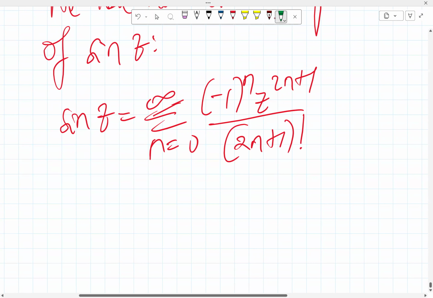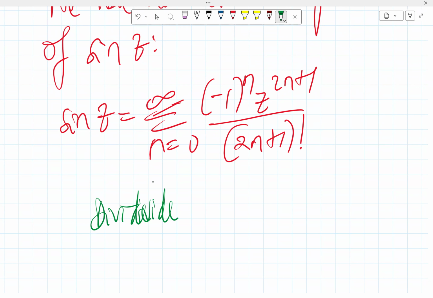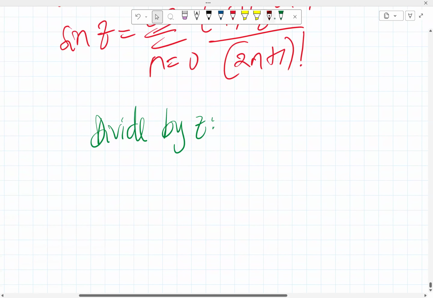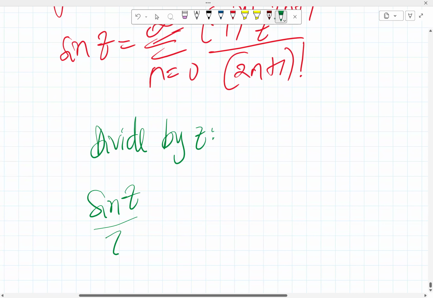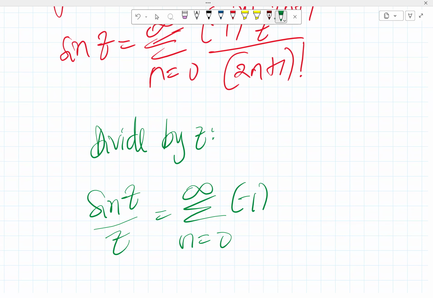So if we divide by z, we have that sine z all over z now is equal to summation from n equals 0 to infinity minus 1 raised to power n, z raised to power 2n all over 2n plus 1 factorial. You see, we had 2n plus 1 here because we divided by z, so this 1 is knocked off. So we have this z raised to power 2n over 2n plus 1 factorial.